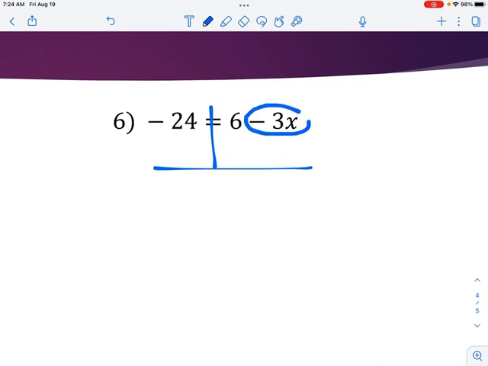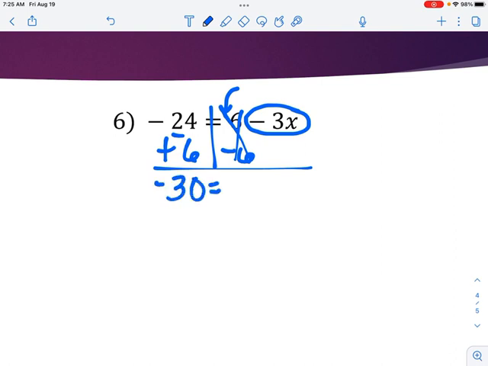Remember that this negative is attached to the 3x. So what we do is we look in front of the 6. The 6 is a positive number. So to undo that, I am going to subtract 6 from both sides. So now I have negative 24 minus 6. Well, think money again if it gives you any problems. Remember, you can do plus and negative also, and that would get us negative 30.